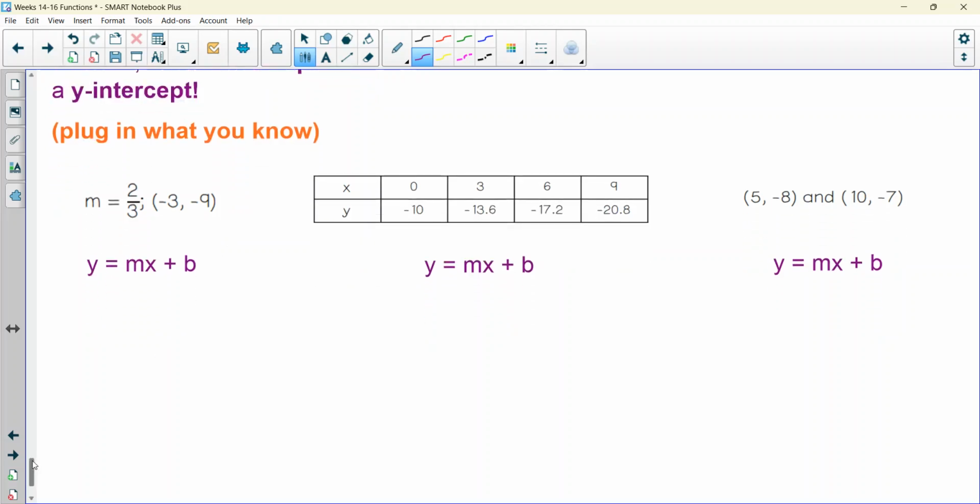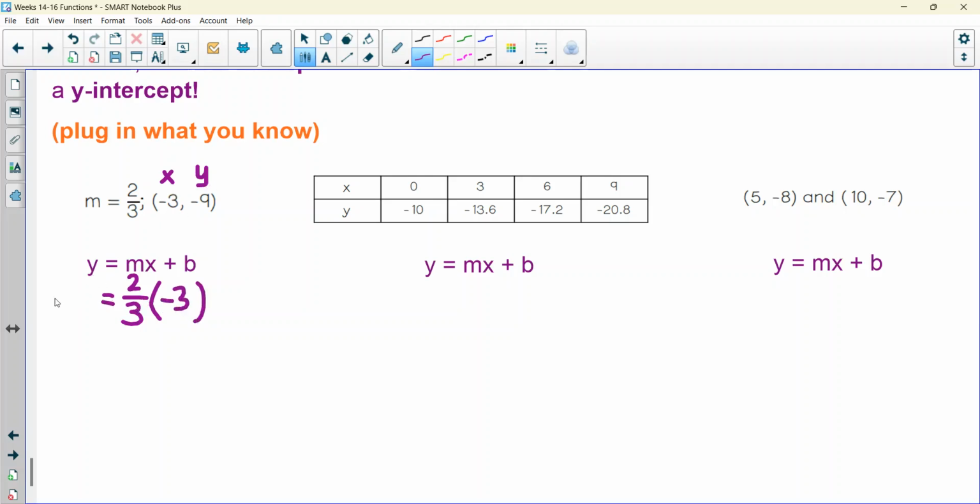So for my first example, they've given me the slope and then they've given me a point. So let's think about where I could substitute these things into this form. Well, m 2/3, that's easy. That's going to go in place of m. But then what about negative 3 and negative 9? That's just a coordinate. And you know in an ordered pair, the x coordinate is first, the y coordinate is second. So I can substitute these things in. mx, that's being multiplied. I'm going to use parentheses here to show where I'm substituting this in. So I'm going to replace x with a negative 3.